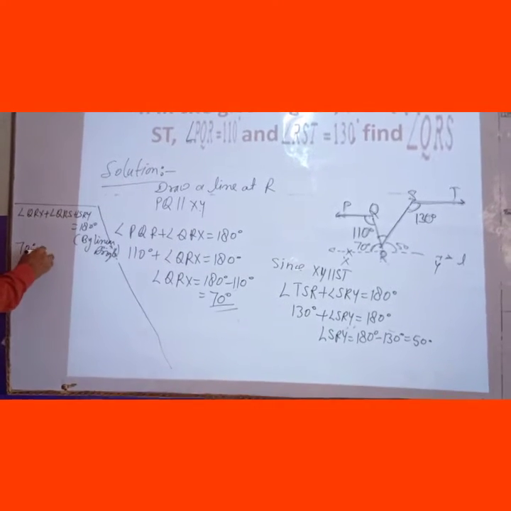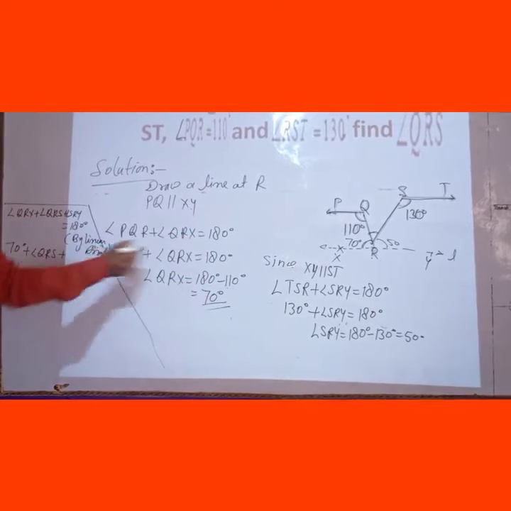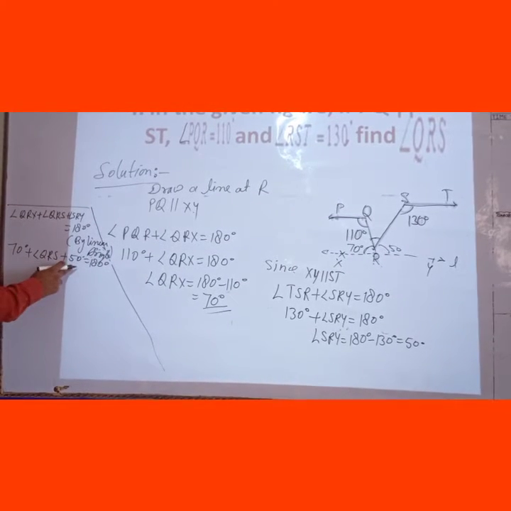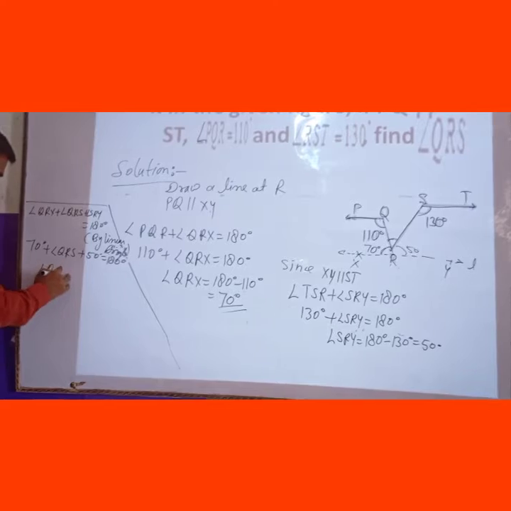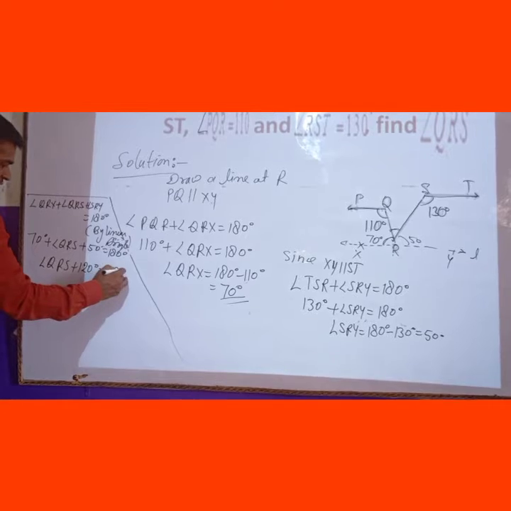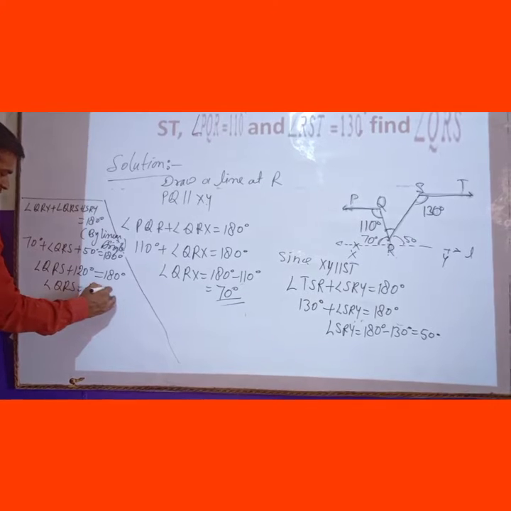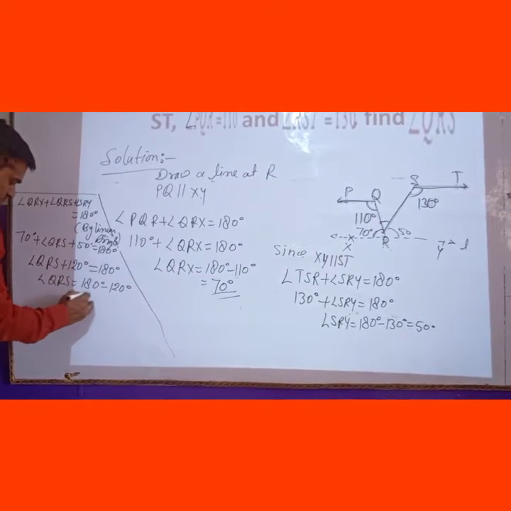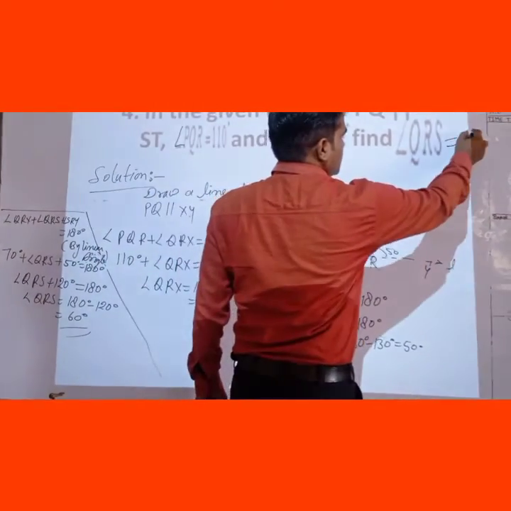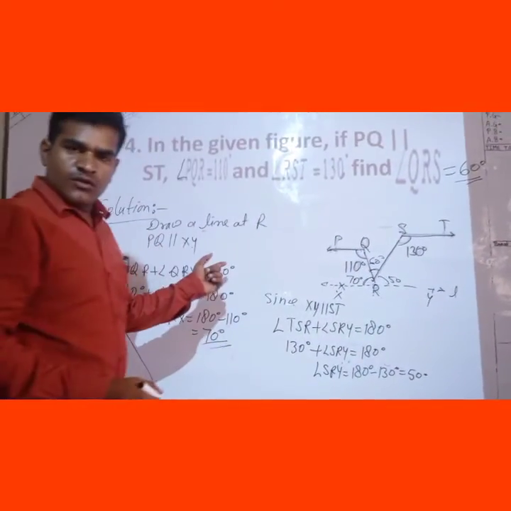So the first angle is 70 degree, plus angle QRS, plus angle SRY that is 50 degree, is equal to 180 degree. Now 70 plus 50 is 120. So angle QRS plus 120 degree is equal to 180 degree. Now angle QRS is equal to 180 degree minus 120 degree, which is 60 degree. So what is the required angle? We found the angle QRS is 60 degree. Hope understood?